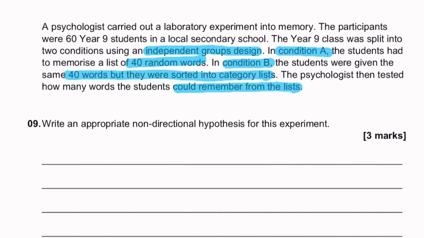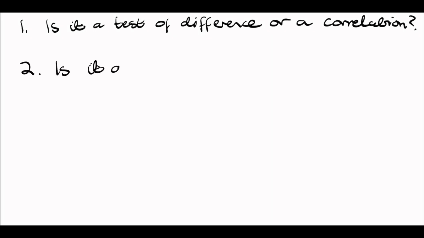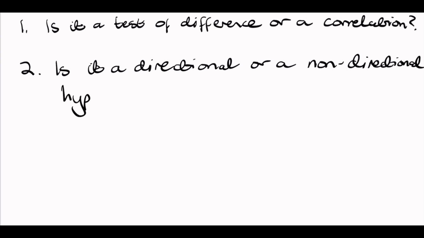In this case, we can see there are two separate conditions, one with random words and one with words organised into category lists, so it is clearly a test of difference. Next, does the question ask us for a directional or non-directional hypothesis? In this case, it asks for non-directional. This means we don't state the direction of the effect of the IV on the DV.